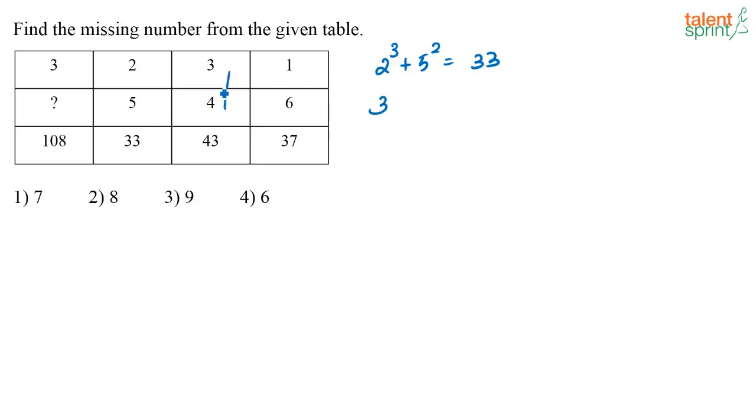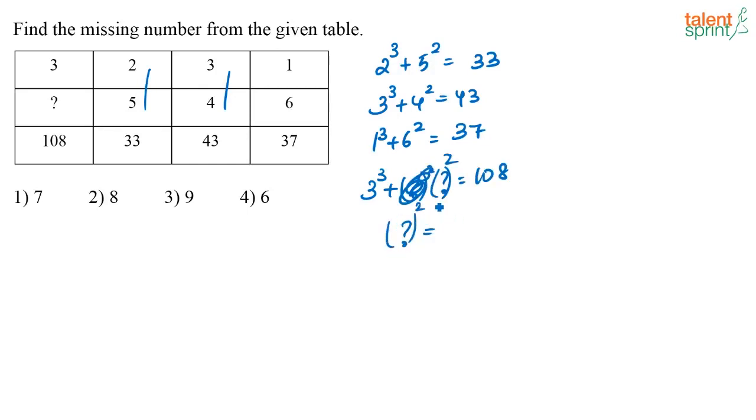Similarly, 3 cube plus 4 squared, that is 27 plus 16, that is 43. Similarly, 1 cube plus 6 squared, that is 37. So what should come here? 3 cube plus something squared. So this question mark squared is equal to 108 minus 27, that is 81. So what will come in the place of question mark? It should be 9. So the value that should come here is 9.